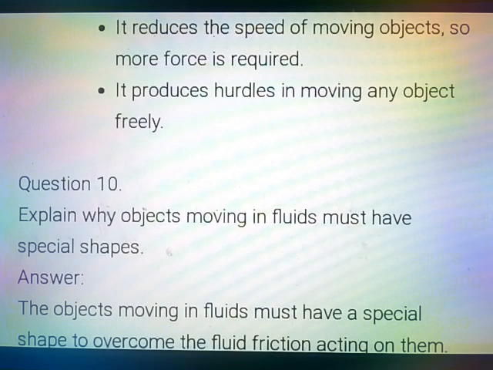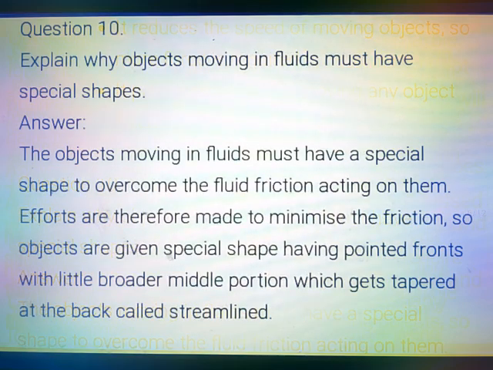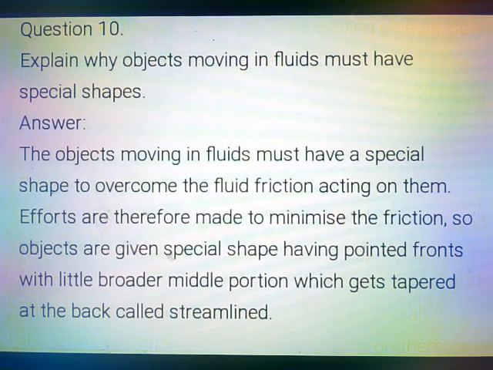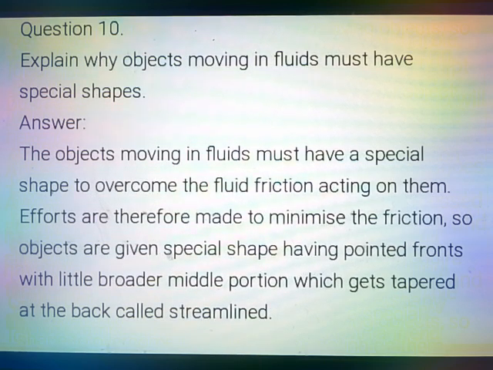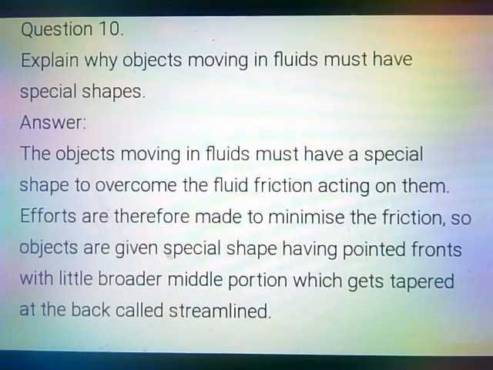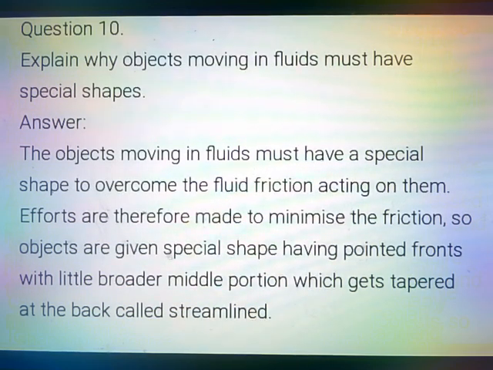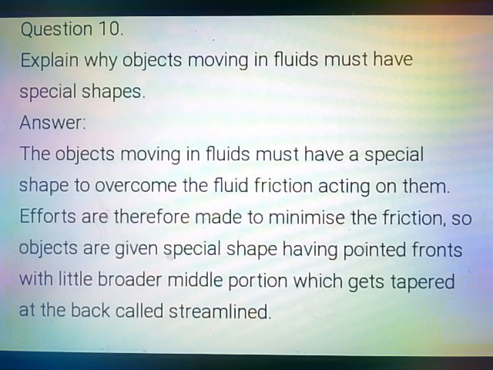Question number 10. Explain why objects moving in fluids must have special shapes. Answer: the objects moving in fluids must have a special shape to overcome the fluid friction acting on them. Efforts are therefore made to minimize the friction, so objects are given special shape having pointed fronts with little broader middle portion which gets tapered at the back called streamline.